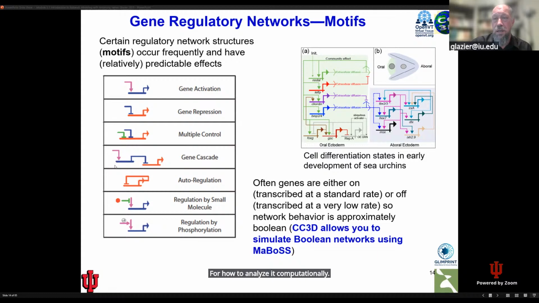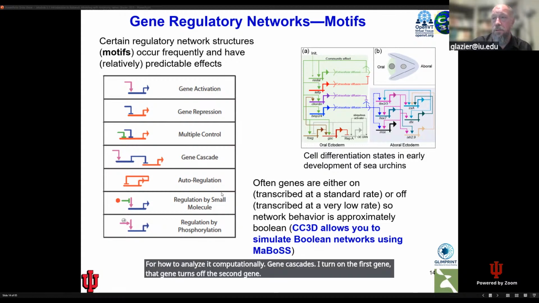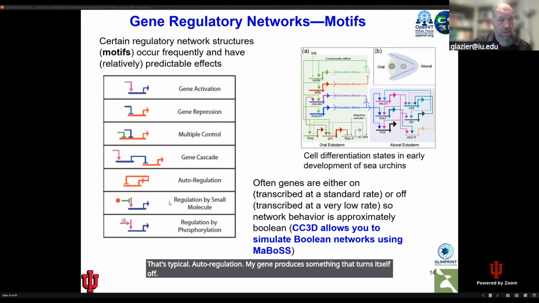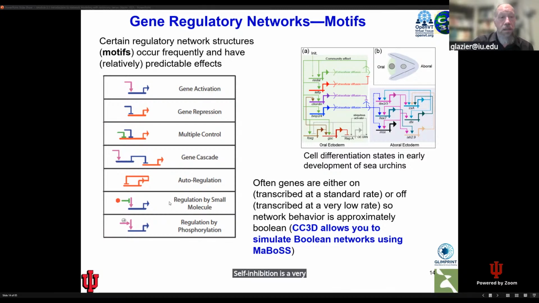Gene cascades. I turn on the first gene, that gene turns off the second gene. That's typical. Autoregulation. My gene produces something that turns itself off. Self-inhibition is a very, very common motif in biology and has particular mathematical behaviors.